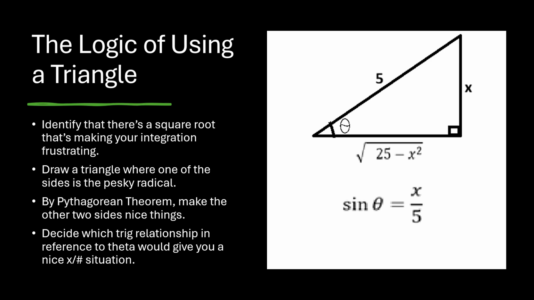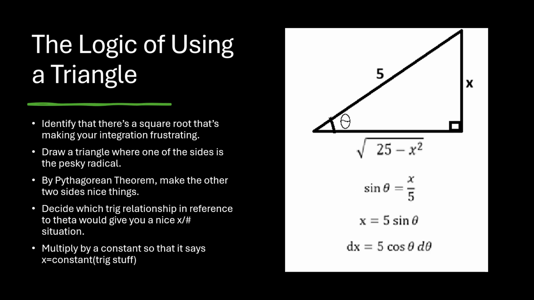Here's the beautiful part. We're now going to build a ratio of the sides that don't have the annoying radical in them. We want to build something that looks like x over a number, or variable over the number. So the obvious thing here would be an opposite over hypotenuse in reference to theta. Well, opposite over hypotenuse is sine. So the sine of theta equals x over 5. No radical in that. Then it's easy to solve for x by multiplying both sides by a constant. And I'm going to need a dx too, so we might as well take the derivative of both sides.